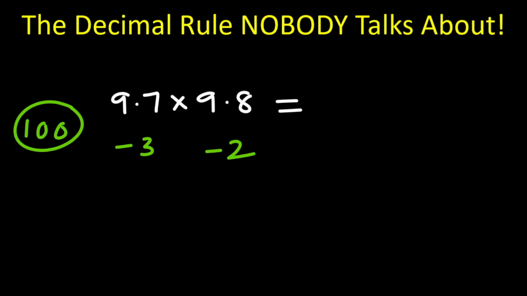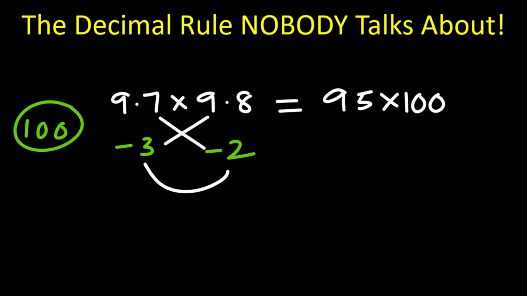9.7 times 9.8. We look at the numbers diagonally. 98 minus 3, that is 95. Or we can look at it this way: 97 minus 2, that is also 95. Now we multiply by the reference number, which is 100. And now you multiply these two numbers.